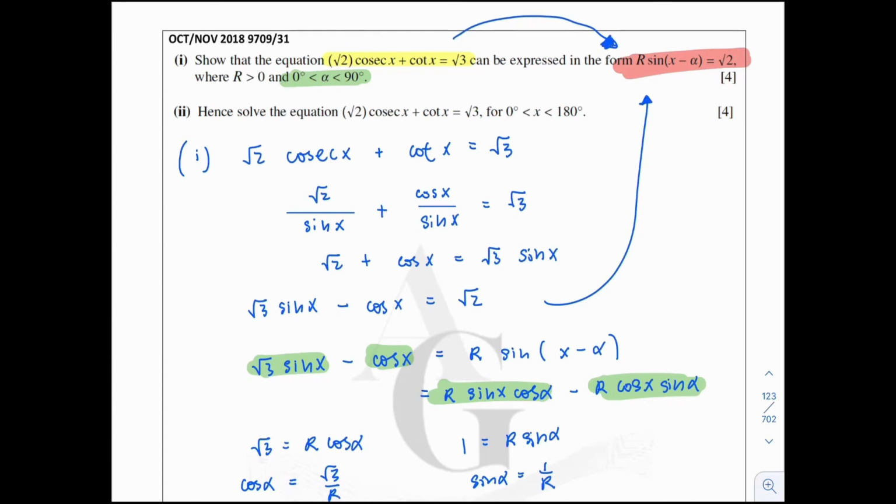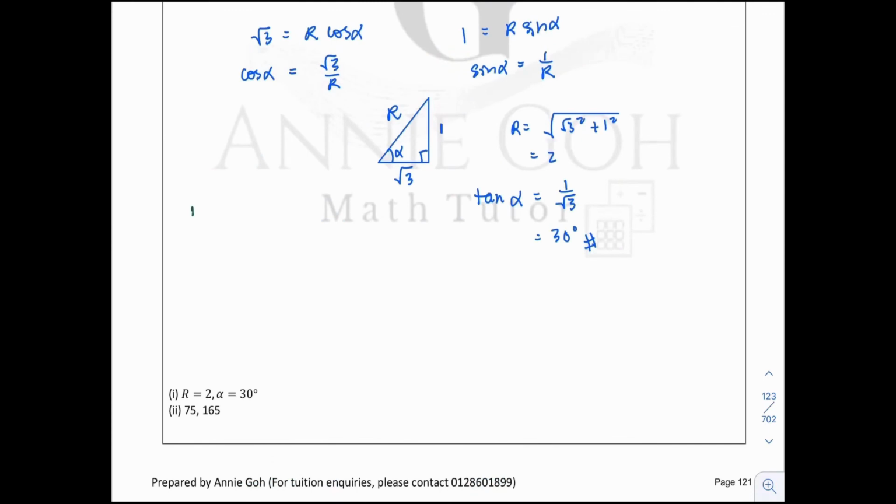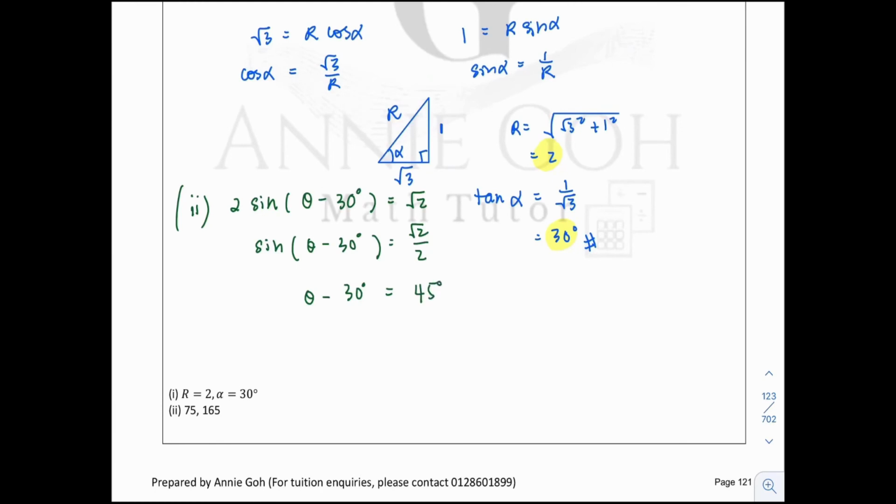So which means instead of solving this equation, we can just solve this equation. For the part 2, we can just use the values that we have found out in the part 1. The R is 2 and the alpha is 30. So we can write our equation in this form: 2 sine (theta minus 30 degrees) equals square root 2. So sine (theta minus 30 degrees) should be equal to square root 2 over 2, and hence the basic angle should be equal to 45 degrees.